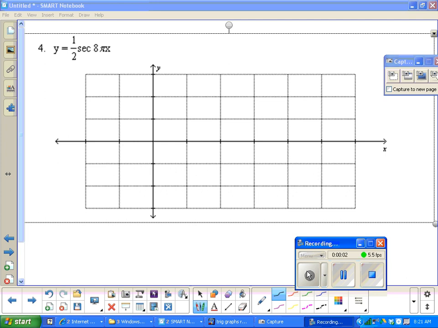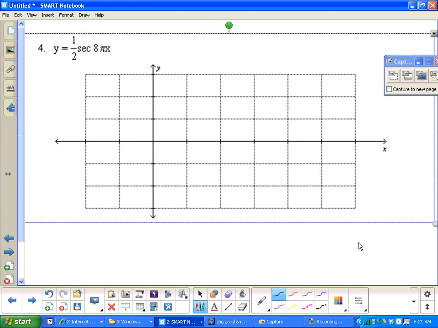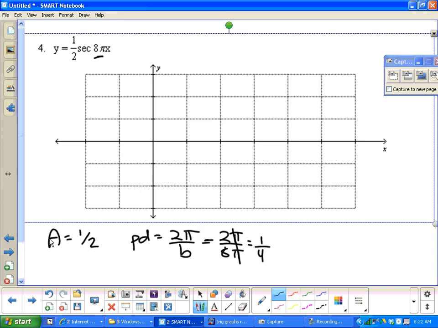Okay, on number 4, we're going to graph a secant graph here. Start with the amplitude, which is 1/2, and now the period is 2 pi over b. Notice that our b value is in terms of pi, so we have 2 pi over 8 pi. Those are going to cancel out, and 2 over 8 is just going to leave me with 1/4 for the period.